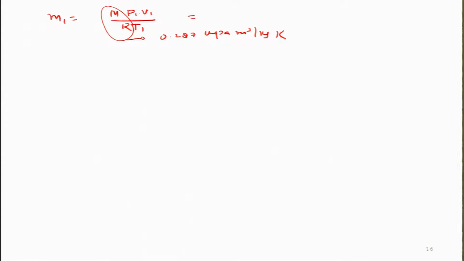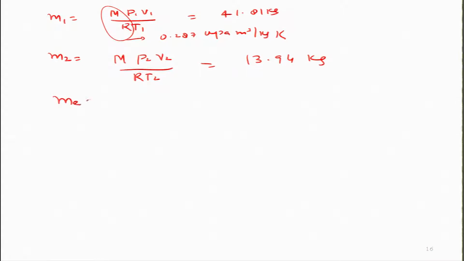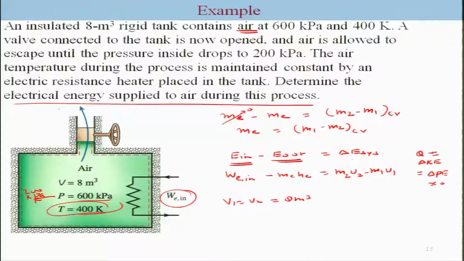If you plug in P1, which is 600 kilopascal, and T1 and T2 are constant, V1 and V2 are also constant, m1 is 41.81 kg. Similarly, you can get m2, P2 V2 by R T2, as 13.94 kg. Thus, you can obtain m e, which is m1 minus m2, as 27.87 kg. So, now knowing this m e, we can plug it into this equation.